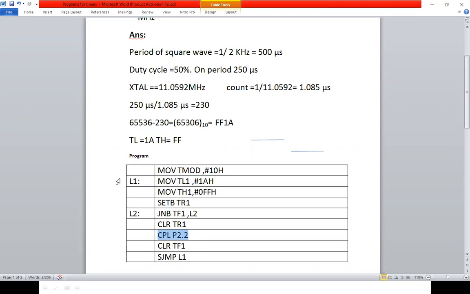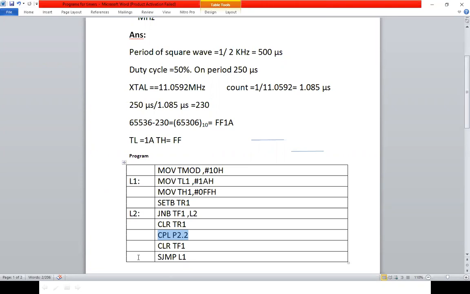See, here again I'm saying we have to use mode 1. So after counting is completed, we do not reload the TL and TH directly. Here again we have to reload the value into TL and TH. This is the difference between mode 1 and mode 2. Here we can't reload directly.